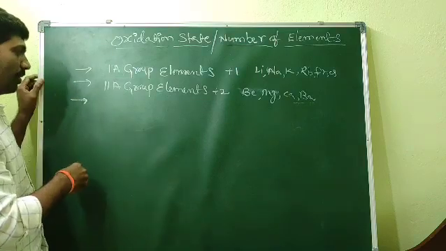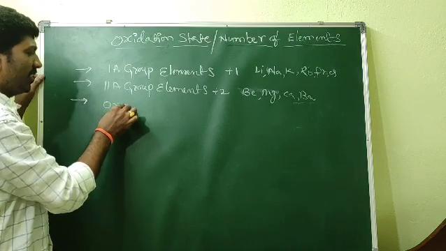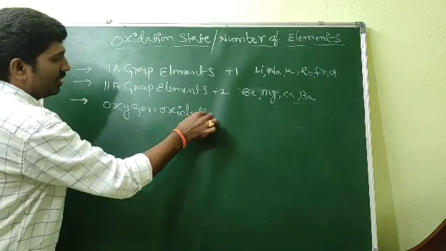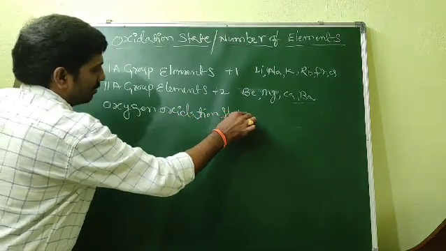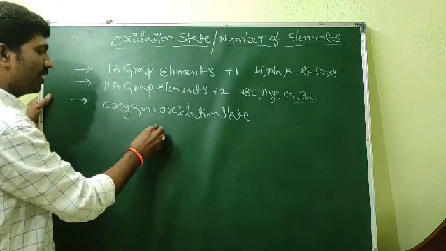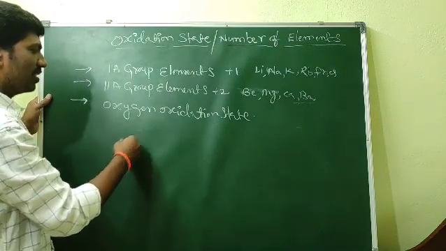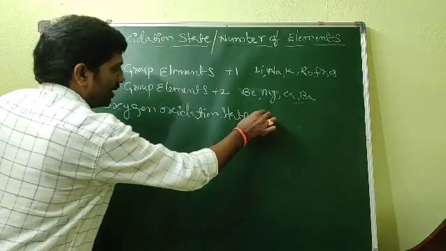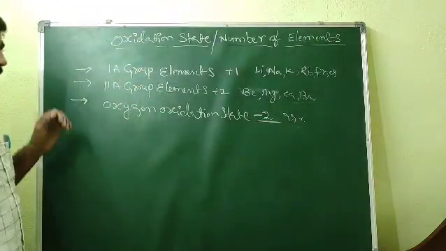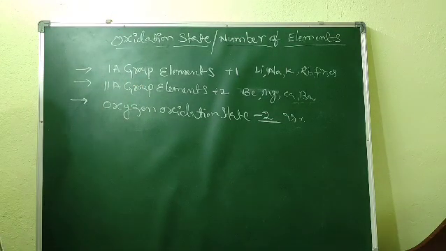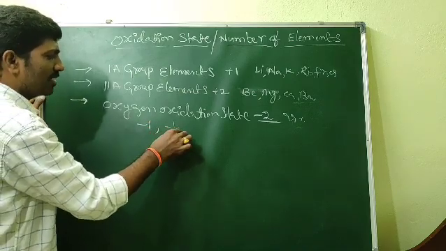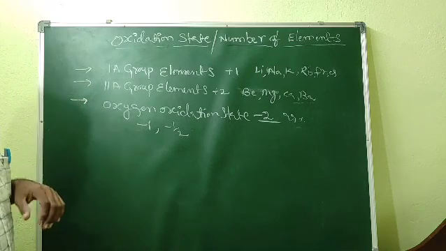Now, oxygen oxidation state. What is the oxygen oxidation state? Oxygen oxidation state is maximum minus 2 only. 99% minus 2 only in every compound, but sometimes it is minus 1 also. Sometimes minus half also, the oxidation state of oxygen.